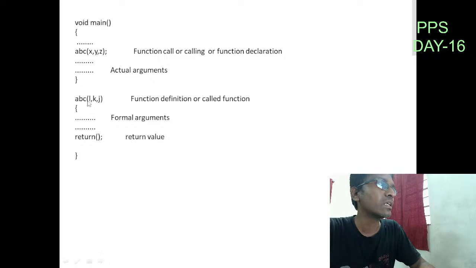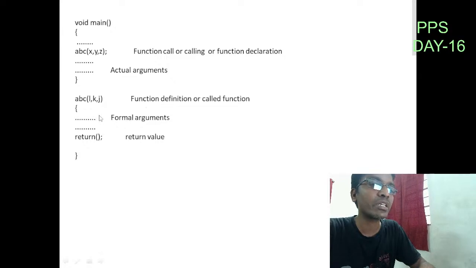And after that, in a called function you have to use a return statement. Whereas in a calling function you don't use return statements. It will simply be without a body and will terminate with a semicolon. Whereas a function definition or called function contains a body, followed by return statements. That is the only difference between a calling function or called function, or function declaration or function definition.